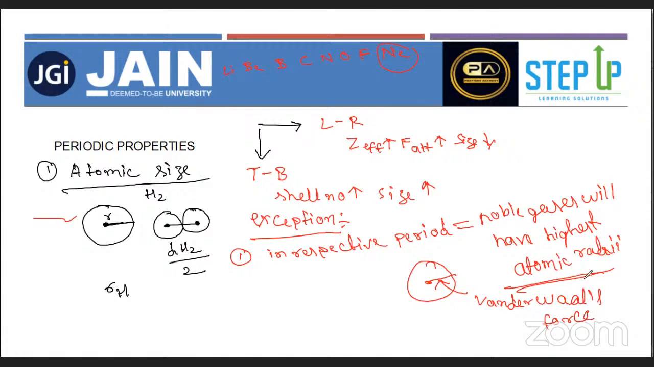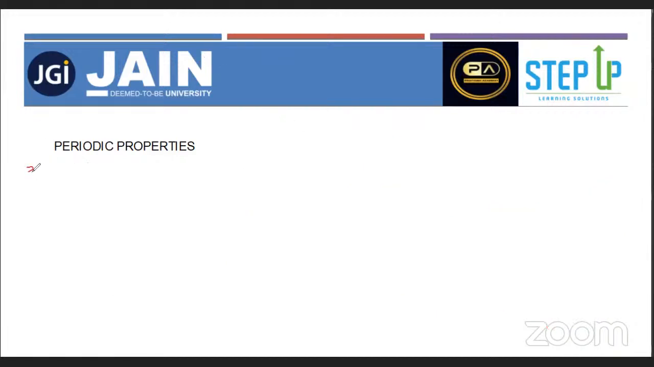So in the respective period, this is an exception. Left to right, it was supposed to decrease, but when I'm talking about the last, that is the noble gas, they will have the highest size. The reason for having the highest sizes is that the only force of attraction present between them is van der Waals forces, and because of that, they will have the biggest size. First exception. Okay. Next, I'm talking about the second exception.